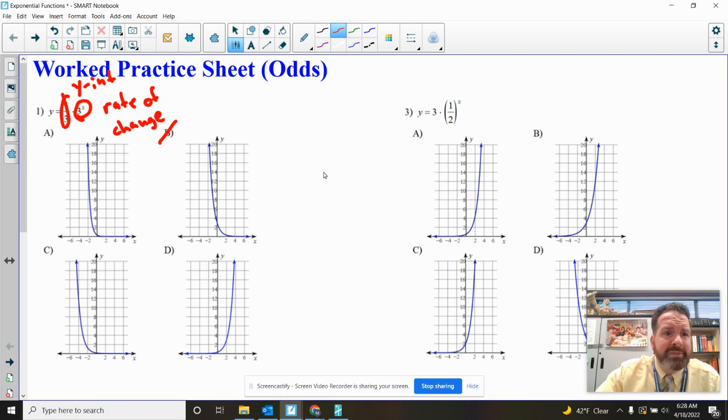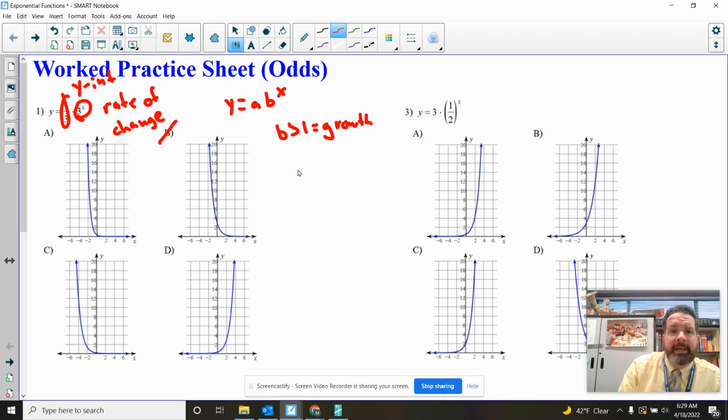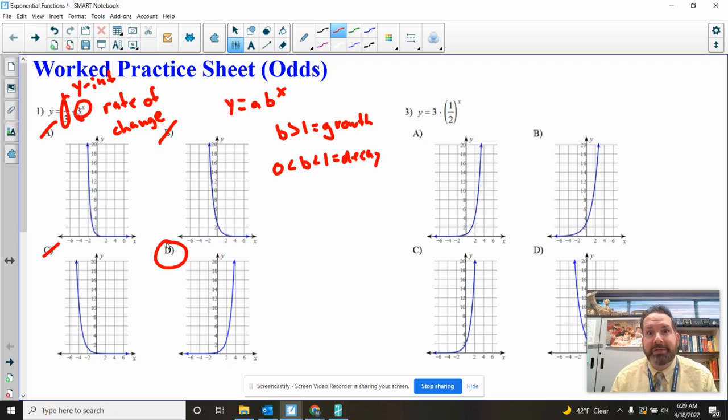Next up, I'm looking at the rate of change. So let's first do the easy narrow down. If I'm looking at y equals a b to the x, a is what gave me the y-intercept, b is what determines if we have growth or if we have decay. So if b is greater than 1, then we have growth. If b is between 0 and 1, then we have decay. So this b here is 3. That means I'm looking for growth. So this graph shows decay. This graph shows decay. This has to be the one that we're after, letter D.